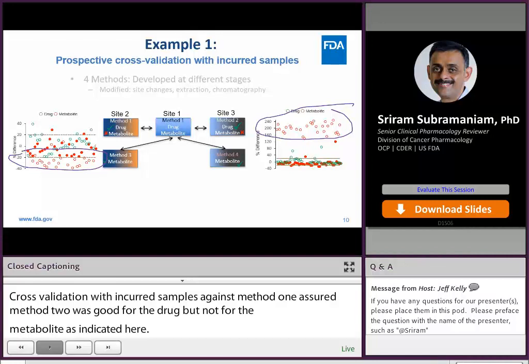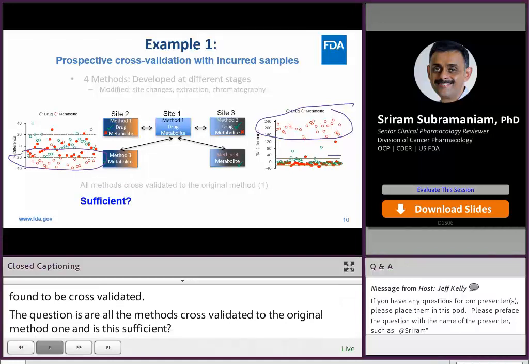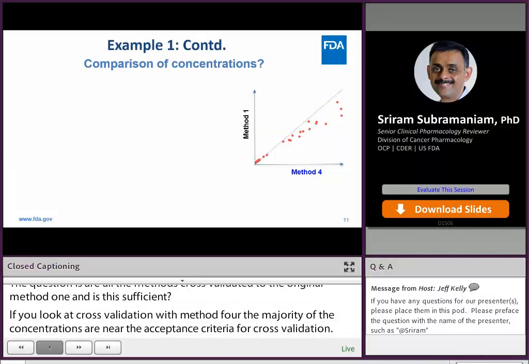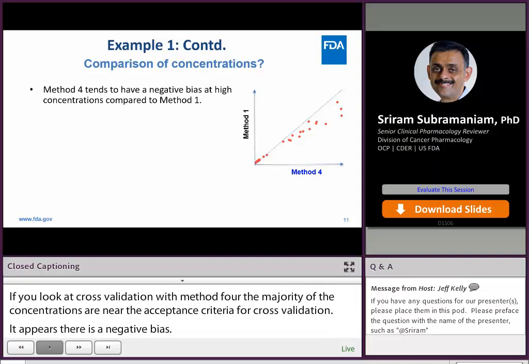So the question is, are all the methods cross-validated to the original method number 1? Is this sufficient? If you take a closer look at the cross-validation with method 4, the majority of the concentrations are near the lower end of the acceptance criteria for cross-validation. So it appears that there is a negative bias here. A comparison of the concentrations indicated that method 4 underestimates sample concentrations at high concentration levels compared to method 1.